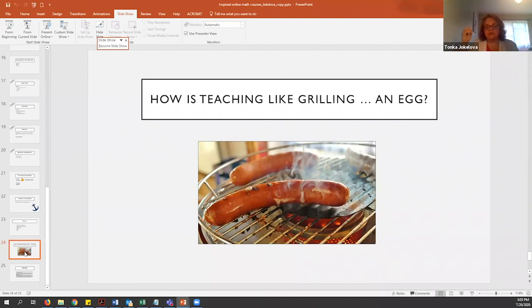So if you're trying to grill an egg, you still can do it, but you have to do it on an extra pan, right? You bring in a pan from the kitchen with you, and that's where you crack the egg and put the pan on the grill. So yes, you can grill an egg. However, you have to have a tool that is appropriate for the process. And teaching is very much the same.